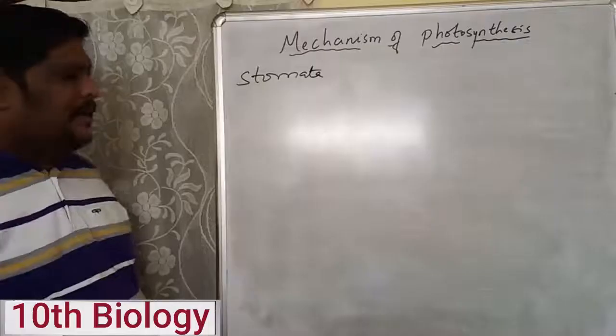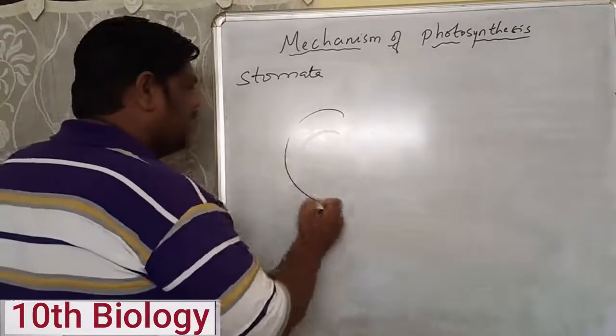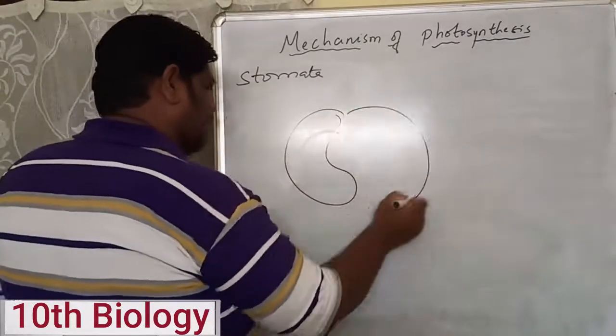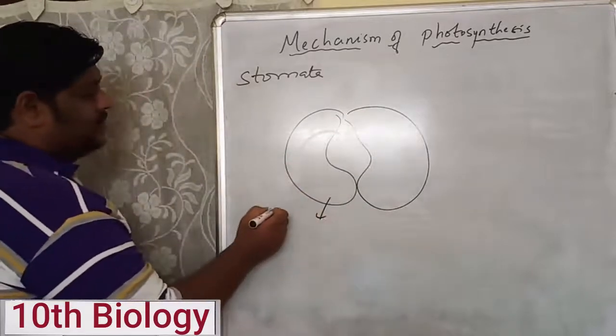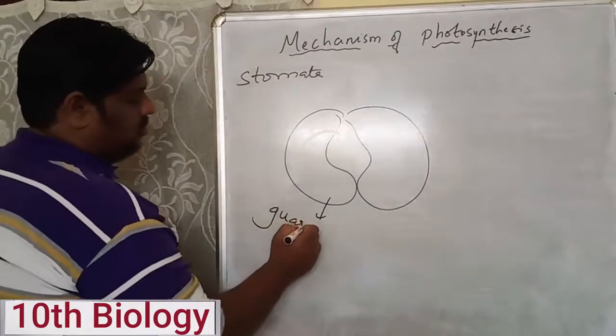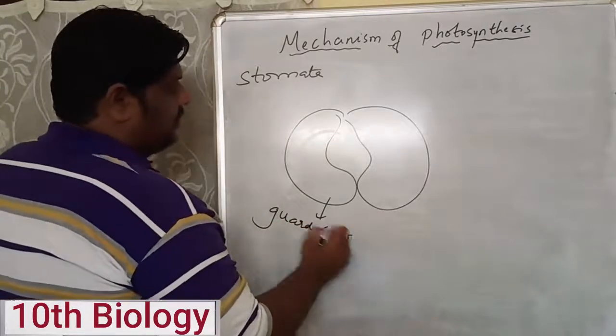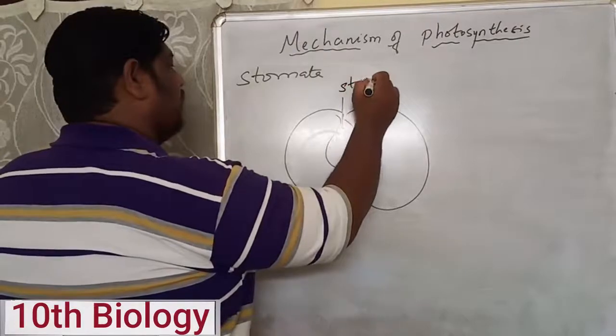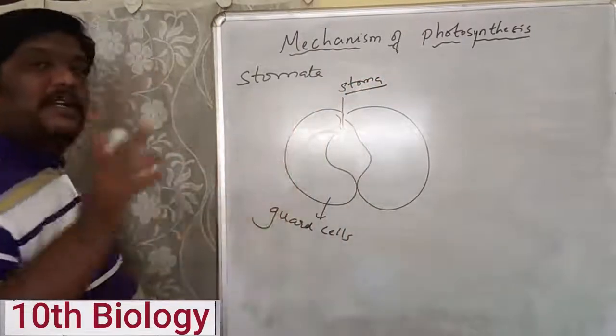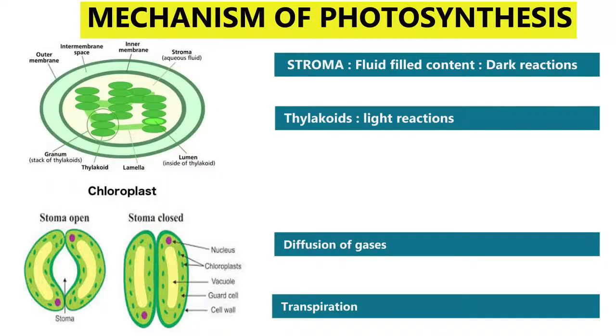Okay, next we'll come to stomata. Children, here in the stomata you can see two bean-shaped cells like this. These cells are called guard cells, and the place in between them is called the stoma. Chloroplast contains stroma and the stomata contains stoma, so don't get confused with these two words.